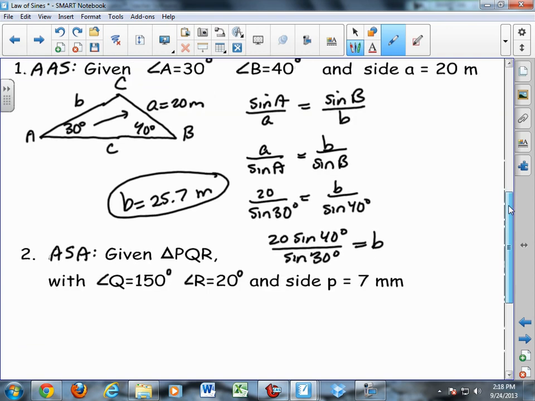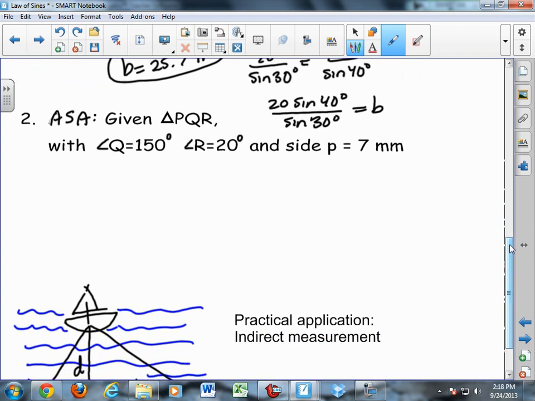Okay, given angle PQR, I don't think I once again said what I want to find, but let's find sides Q and R. I want to find the other two sides. So let's go with angle Q is 150. I'm going to draw kind of a big obtuse angle here. And angle R is 20, so I'll make this one R because that's really tiny looking. So 150. There's Q, there's R, and then this must be P, and side P is 7.